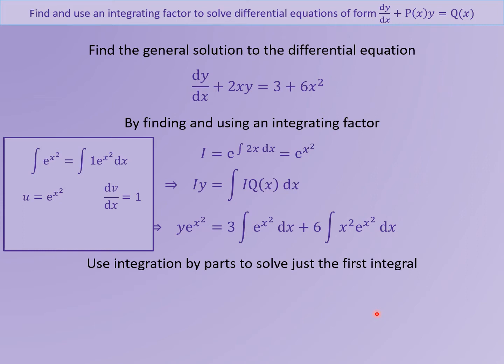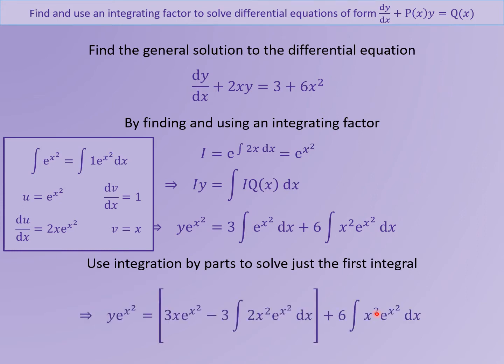So if e to the x squared, I can use it as 1 times e to the x squared, then what's going to happen is I'm going to get du equals 2x e to the x squared, and I'm going to get v equaling x, which makes it seem like it's gone more complicated, doesn't it? It does look like it's gone more complicated. So the reason why I've done that is because when you actually work this thing out, you'll notice that actually this part and this part are the same. These two bits are the same.